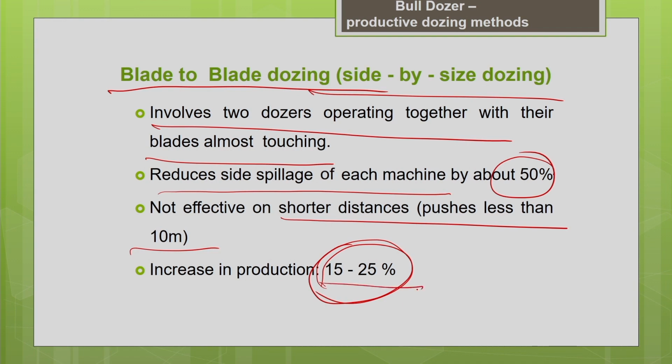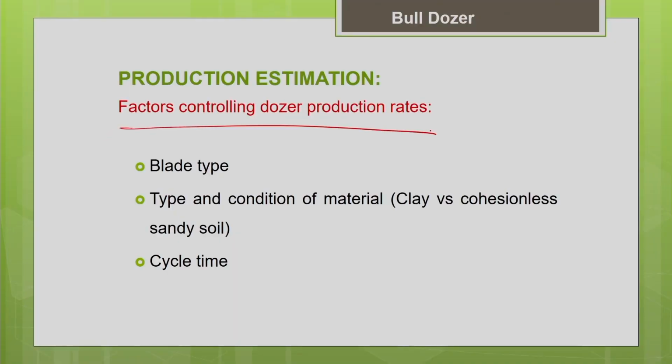So we have discussed different types of blade movements, the types of blades, how to assess the performance of the blade, and the productive dozing methods to reduce the end spillage and increase the productivity of the bulldozer. Now let us see the factors which affect the productivity of the bulldozer. Obviously the blade type will affect the productivity, and so will the type and density of the material which the blade is going to push.